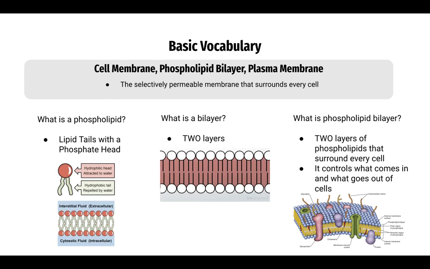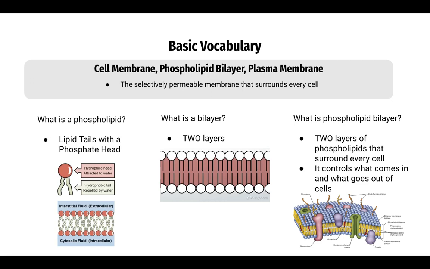They're sandwiched in that middle section. They are hydrophobic. They do not like to touch water. A bilayer means two layers, right? So we have two layers shown here, again, with the tails hiding out in the middle. So you put it together: what's a phospholipid? What's a bilayer? What is a phospholipid bilayer? It's two layers of our phospholipids that surround every single cell.